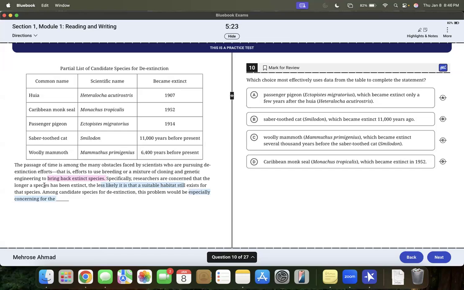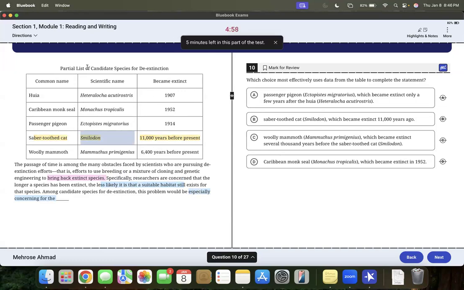So who's been extinct for the longest? All right, it seems like the saber-toothed cat, 11,000 years before the present. 11,000 years is way before 1907. So now I have an understanding of how this relates to the question, and I have an understanding of what's happening in this table. It's a partial list of candidate species for de-extinction, and they've organized it into their common names, their scientific names, and when they became extinct.